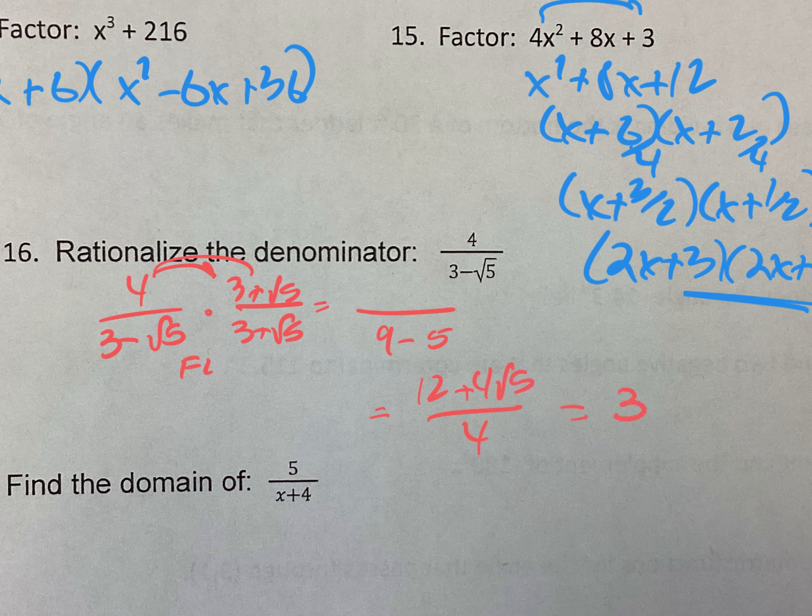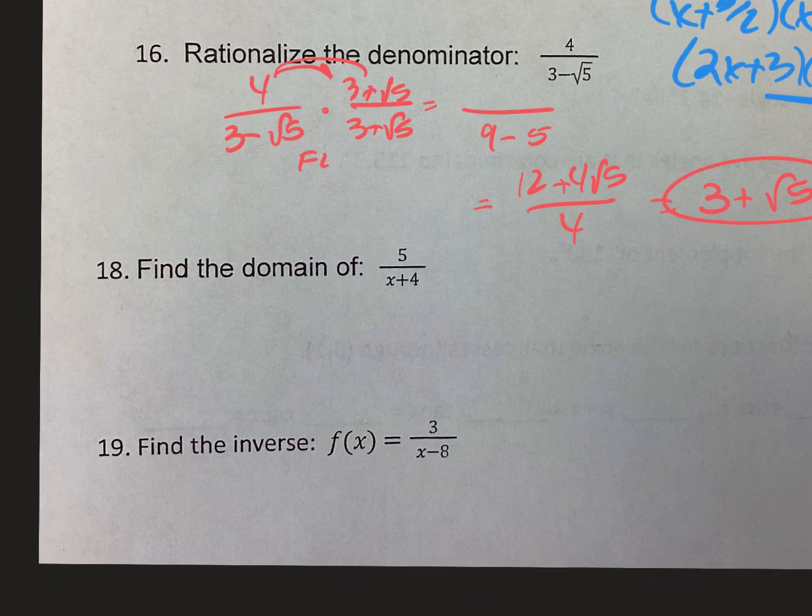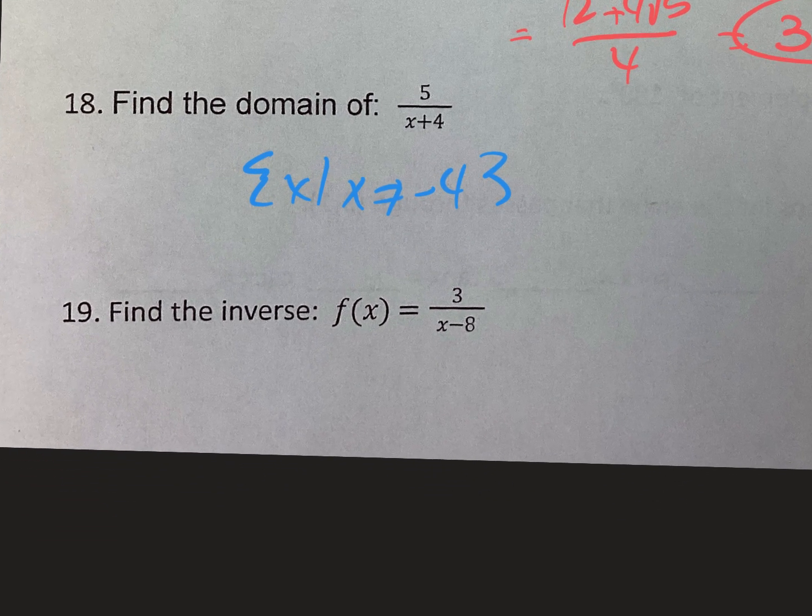4 goes into 12 3 times. 4 goes into 4 1 time. And 4 goes into 4 1 time. So we're done right there. The answer actually ends up being the conjugate, which is kind of crazy. And number 18, find the domain. Remember the bottom cannot be 0. So I'm going to say all x such that x cannot equal negative 4, because negative 4 would make the denominator 0. And the last one, find the inverse.